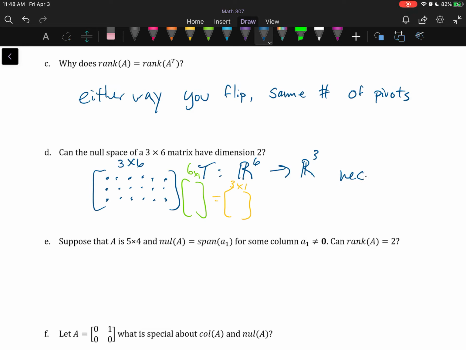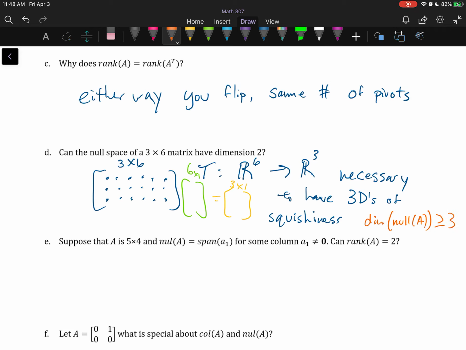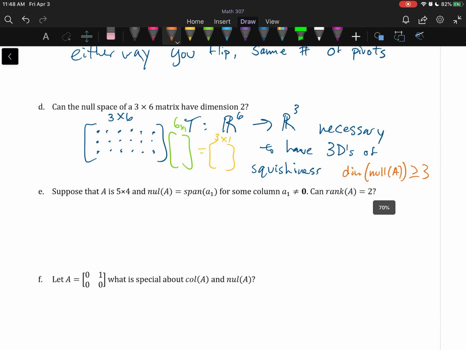Necessary to have 3 dimensions of squishiness as a linear transformation. So, at least a 3D null space. So the dimension of the null space would be at least 3. Could be up to 6, depending on what the matrix actually was.